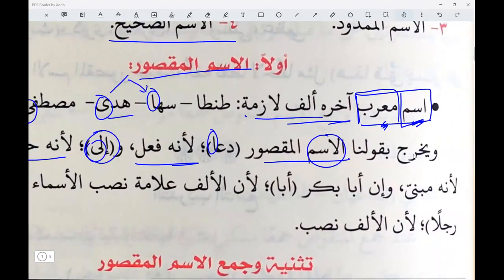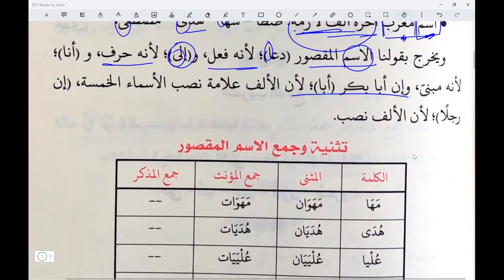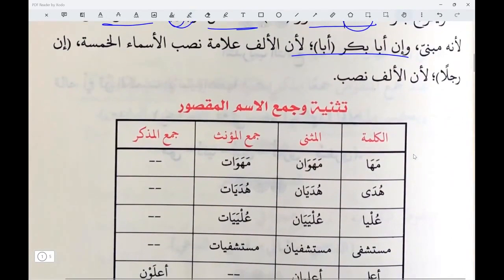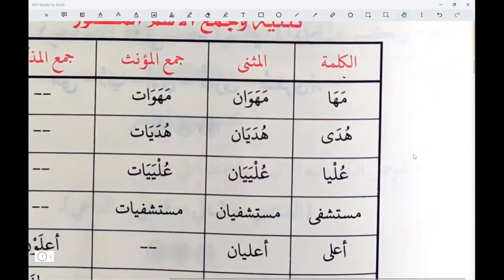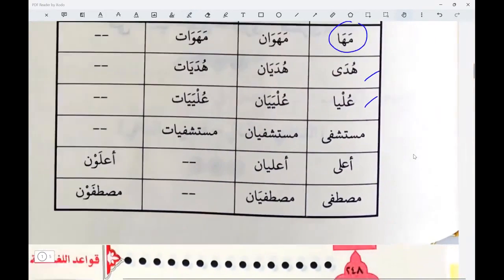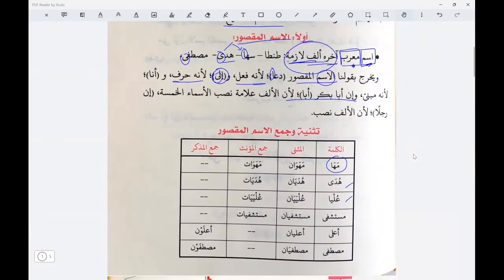You understand? Just saying the end is alif lazima is not good enough. So pay attention to your definitions. They make these things very precise. And the other thing that he said is not that important. Maybe I'll talk about it when we get to the dual or other things. He gave a few examples like maha, huda, ulia, mustashfa. All of these we talked about last time. Clear, guys?